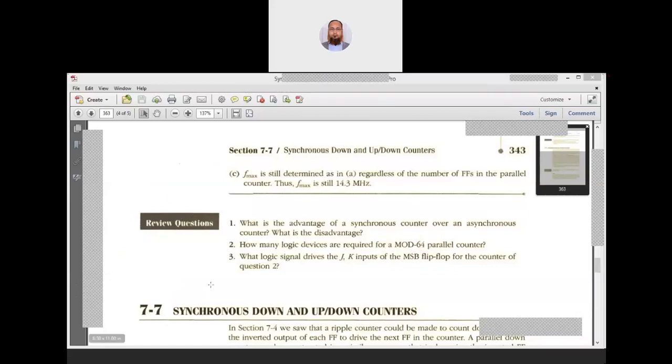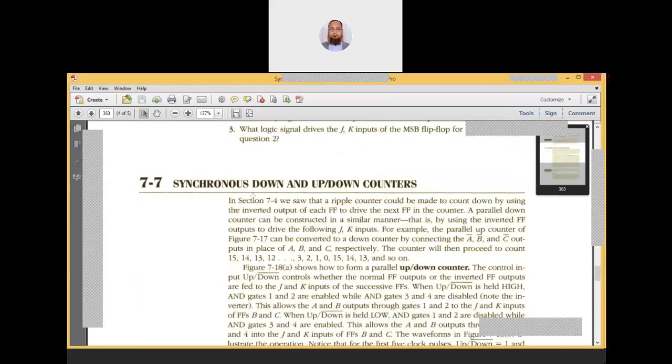Next we move ahead. We talk about the synchronous down and the up counters or up down counters.